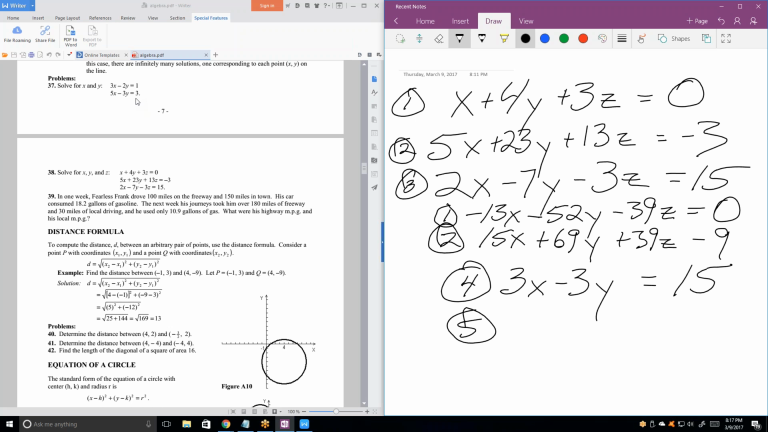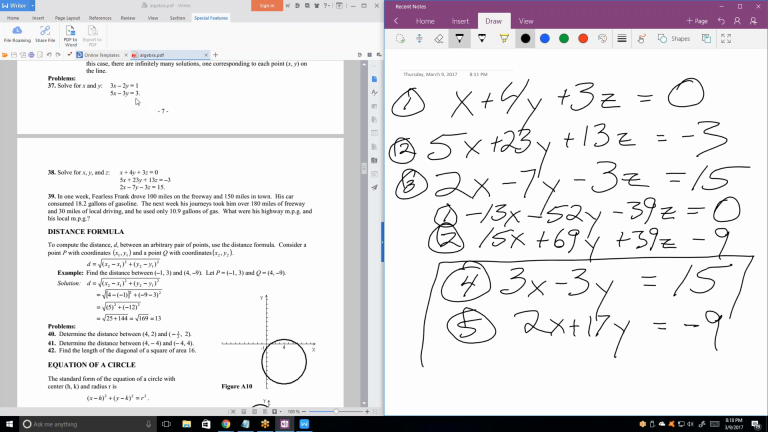Now, we're in a position to create our equation 5. So add the new 1 and 2 together. What do you get? 2x plus 17y. 69 minus 52 is 17. The z goes away. I'm adding the two numbers, so I get minus 9. Now, we've got those two equations, two unknowns. I can use exactly the same process that I did in problem 37 to solve this system.